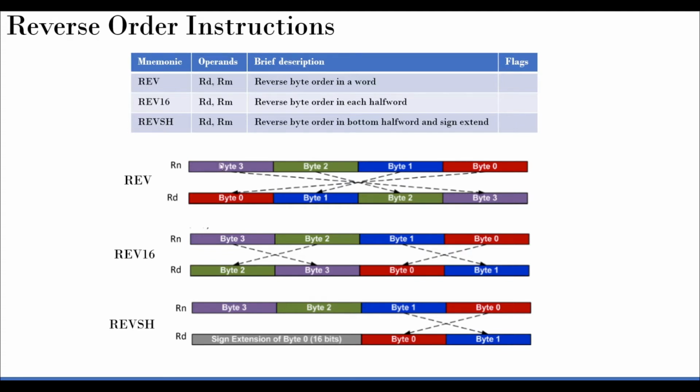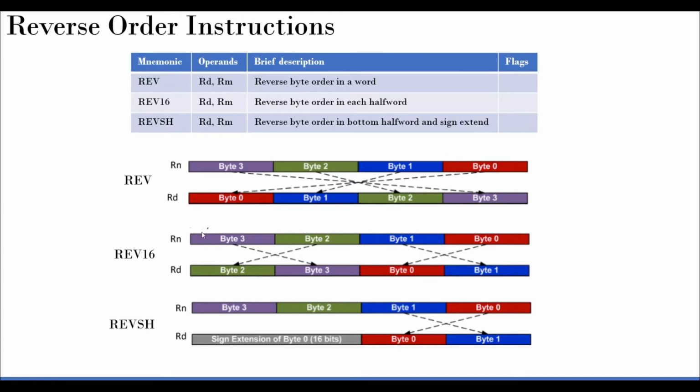What is going to happen is, let's say this is the original one: byte 3, byte 2, byte 1, byte 0. REV will exchange the most significant byte and the least significant byte. So this one will come here, this one will come here, and this one will come here. Similarly, REV16 does that exchange within each half word.